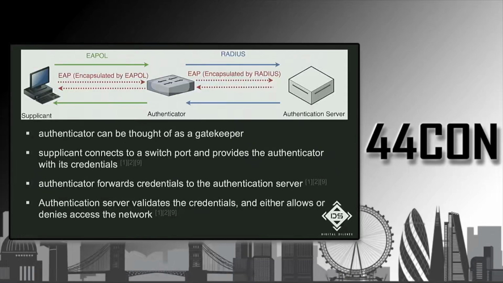You can think of the authenticator, which, once again, is your switch, as a sort of gatekeeper or security guard. The supplicant's going to connect to it and provide it with credentials as well as its identity. The authenticator is going to forward these credentials to the authentication server. But the authenticator itself actually doesn't have any decision-making power. That's a role that's assigned to the authentication server. Once the authentication server receives these credentials, it's going to validate them and then make a final decision as to whether or not this device can access the network, and the authenticator is then going to carry out that decision.